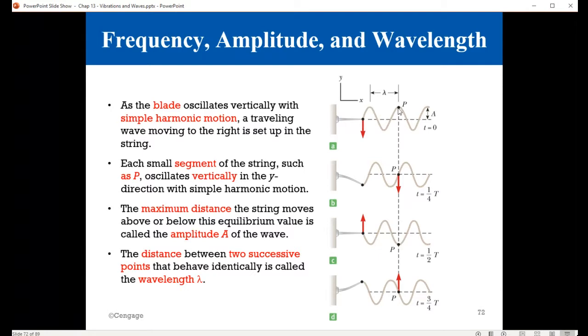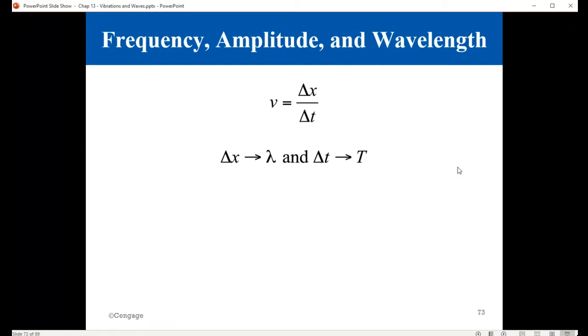This distance here is called one wavelength. We use the Greek letter lambda to describe the wavelength. This is the amplitude. And you know the period, from this point to this point, this is one period. If you are talking about time, it is one period; if you are talking about length, this is one wavelength. So these are the parameters that we will need to describe a periodic motion or a wave phenomenon.